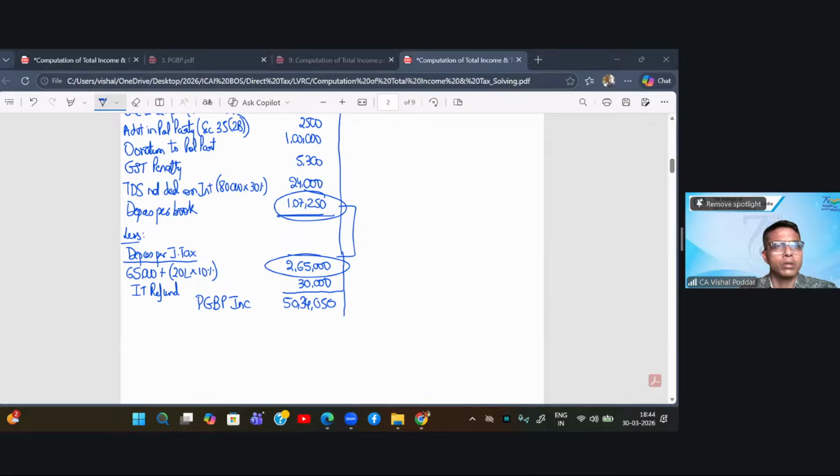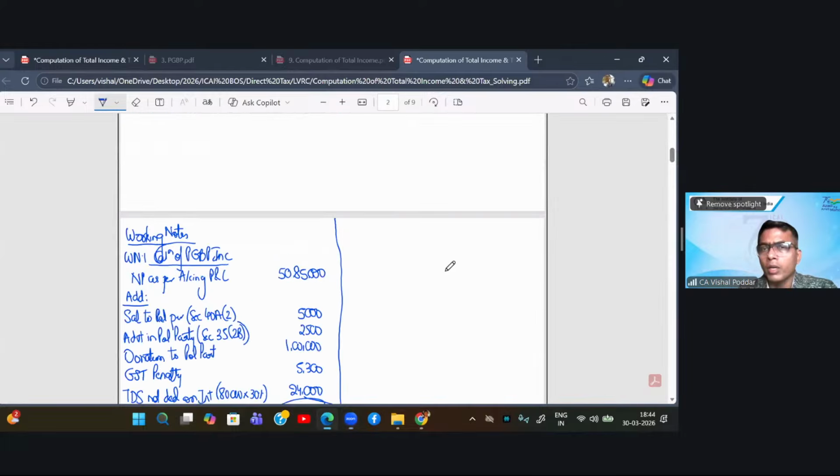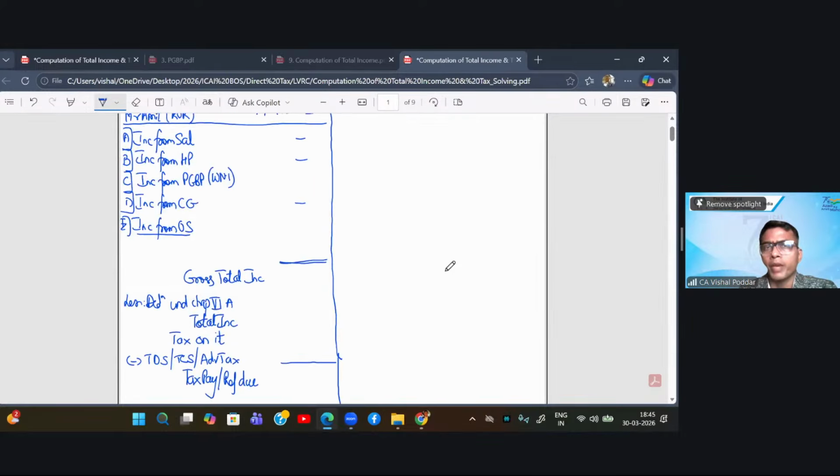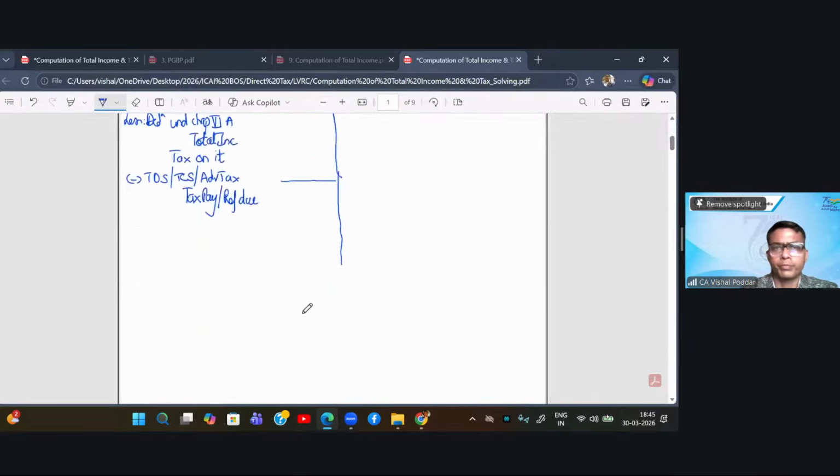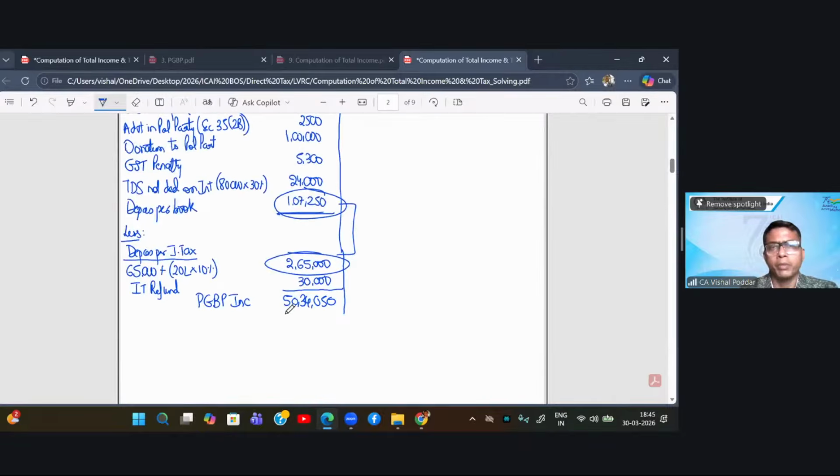Just one quick question. Don't we want to add back the interest on income tax refund? No, I will not consider it here. When I'm in my final computation, I will be considering interest on IT refund, because that is why I removed it from PGBP, because it is not a business income. It will be included under the head other sources. Correct? Okay, makes sense. Perfect. And my PGBP is 50,34,050.